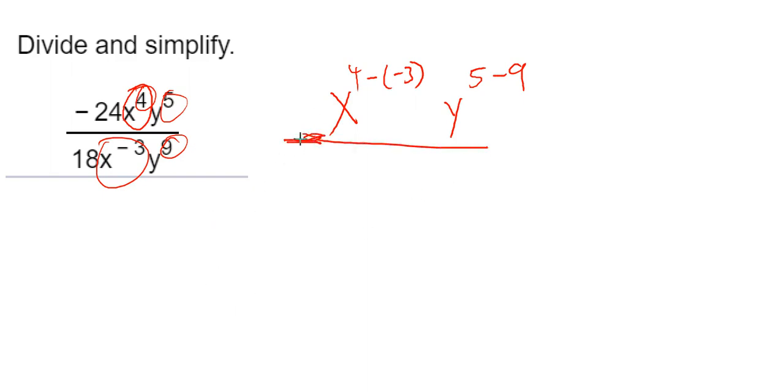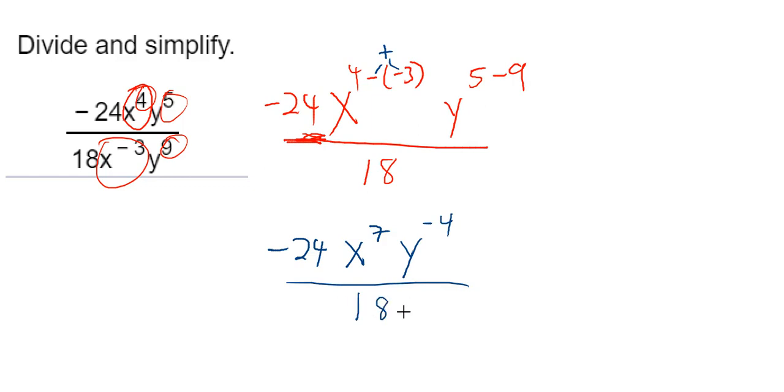And we'll still have the negative 24 on top, and we'll still have the 18 on the bottom. Right? So top power minus bottom power, write the answer on top, see what you get, and then deal with that in the next step. Right? So we're going to have 4 minus negative 3. That's going to become plus. So we get negative 24, x to the 7th power, because 4 plus 3 would be 7, y to the negative 4th power over 18.